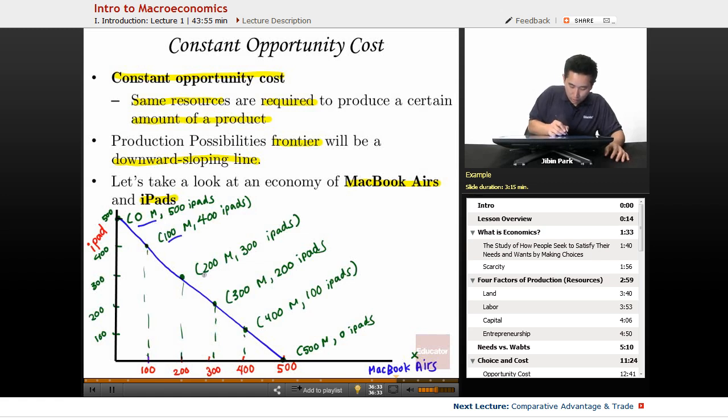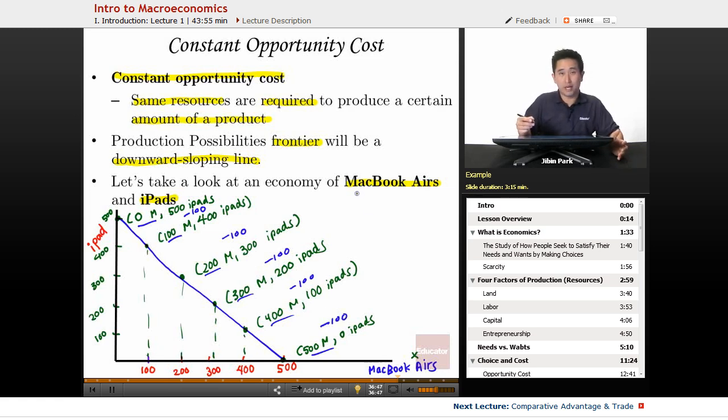So notice here, you increased 100 each time, and you lost 100 iPads. So the opportunity cost, you have a constant rate of substitution here. So here, you can actually mathematically find this as an equation where you have one iPad equals 1 MacBook Air. And you can actually find comparative advantage when you're dealing with this. So one iPad equals 1 MacBook Air.